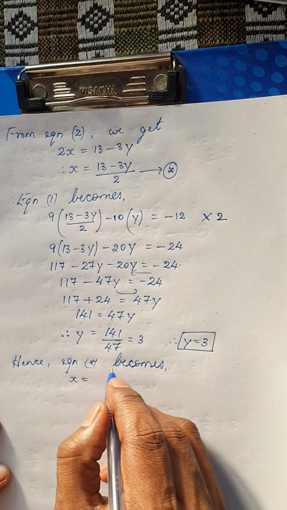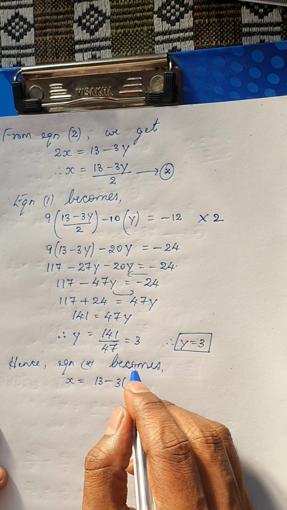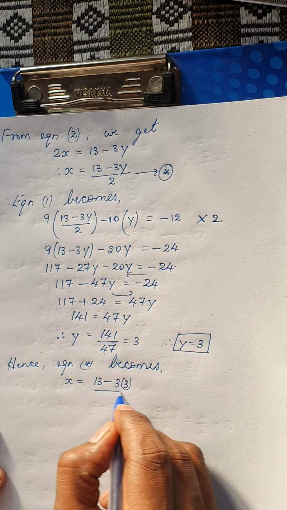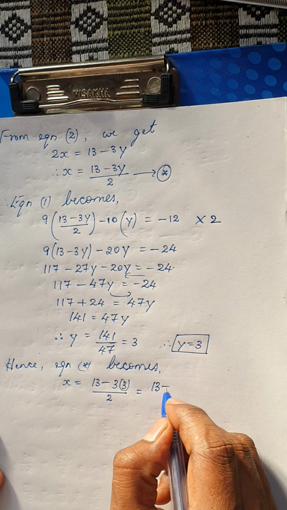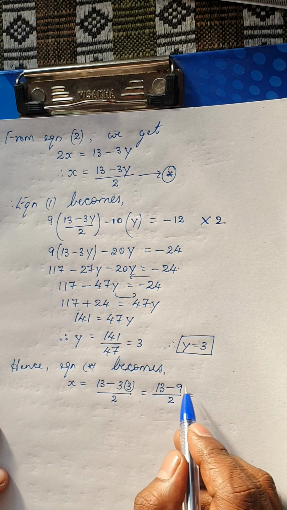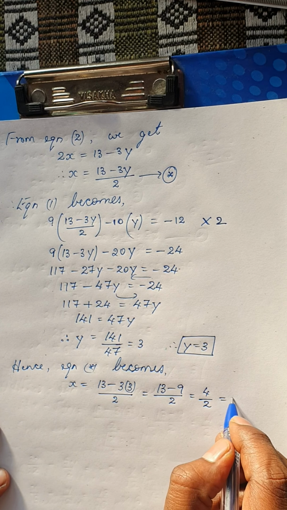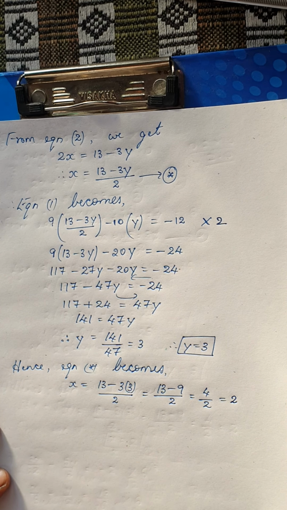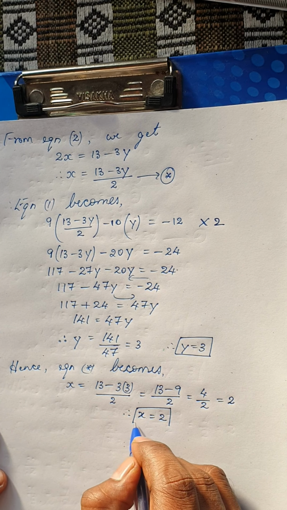Therefore, x will be 13 minus 3 times y. So put the value of y here, 3, divided by 2. So it is 13 minus, what is 3 threes are? So it's 9 by 2. This is nothing but 13 minus 9 would be 4 by 2. What is 4 by 2? It is 2. Therefore, x will be 2.